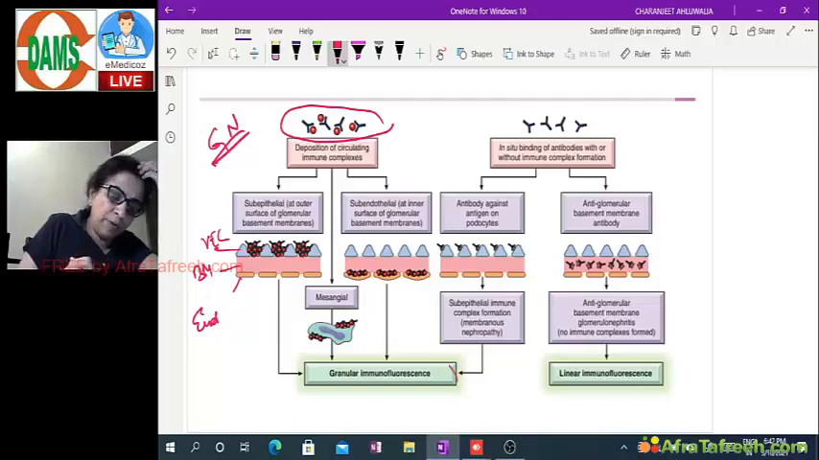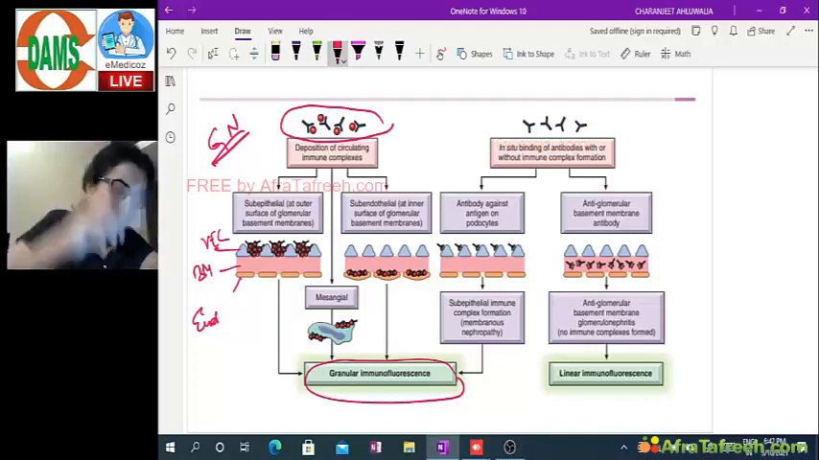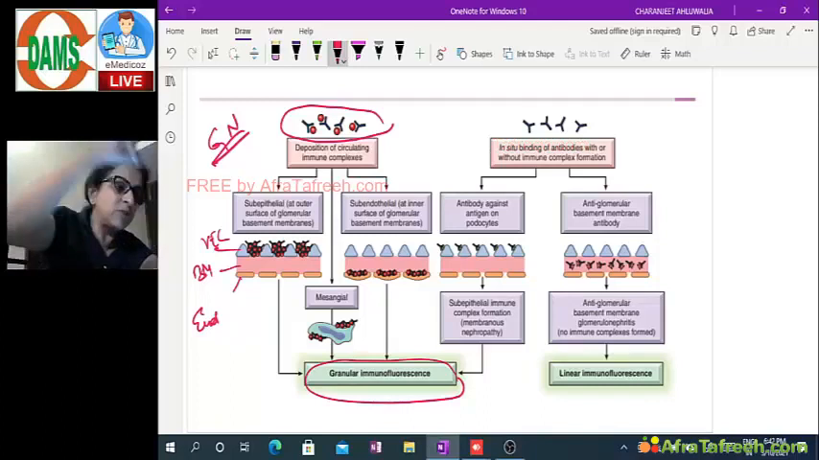So if you do immunofluorescence, in all these three, if the deposits are subendothelial or subepithelial or mesangial, by immunofluorescence the deposits will always have a granular appearance. If you see here, they are all granules. They are discrete deposits. They will be granular.